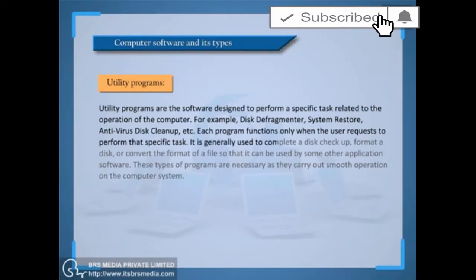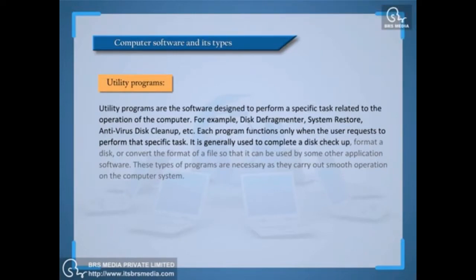It is generally used to complete a disk checkup, format a disk, or convert the format of a file so that it can be used by some other application software. These types of programs are necessary as they carry out smooth operation of the computer system.